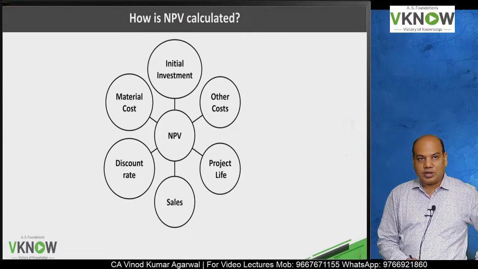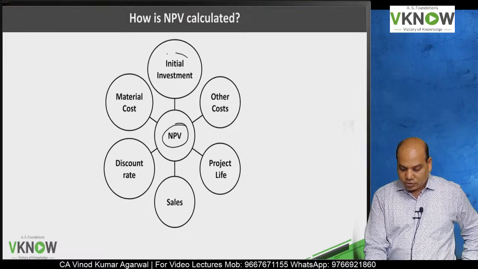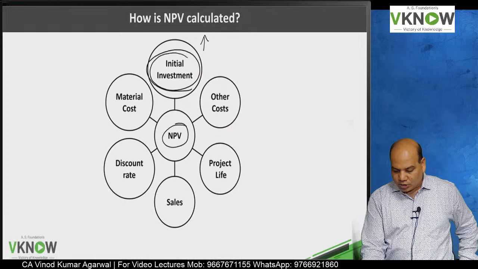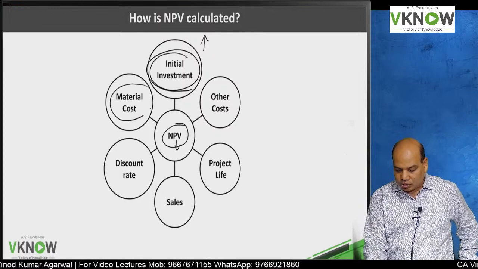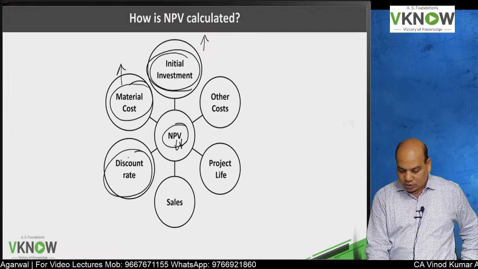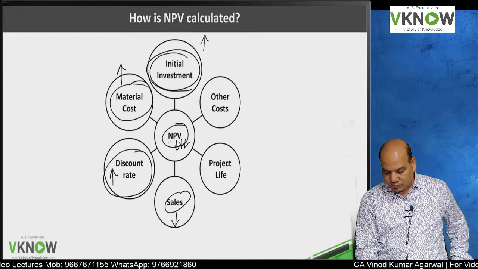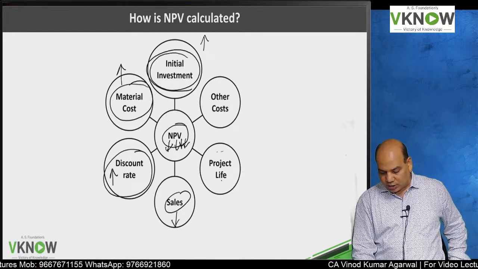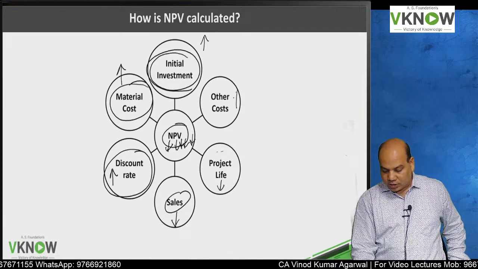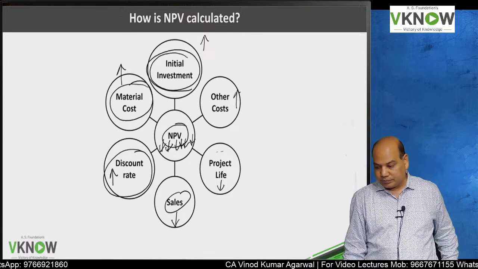You have learnt in the capital budgeting chapter that NPV is affected by several variables, like the cost of the project, the initial investment. If this goes up, NPV will go down. Material cost, if it goes up, NPV will go down. Discount rate, if this goes up, NPV will go down. Sales, if sales go down, NPV will go down. Project life, if this is lower than what is expected, NPV will fall. If other cost increases, NPV will decrease. I have written some factors only.